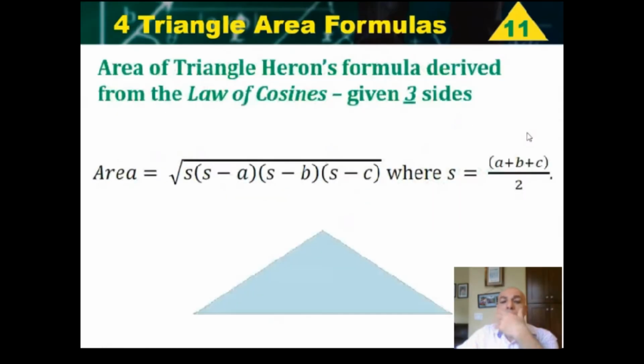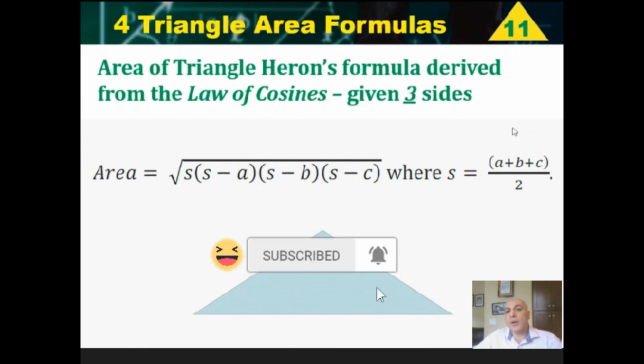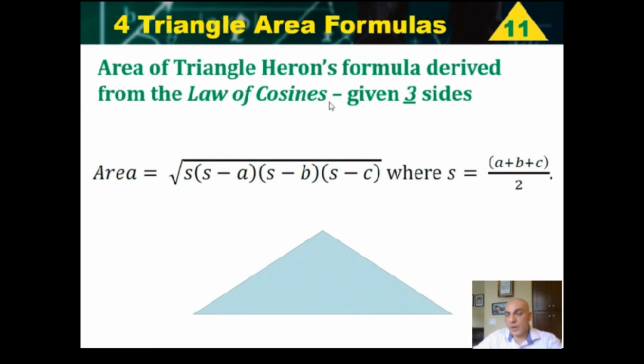126.79. Here is Heron's formula. Area of a triangle, Heron's formula is derived from the law of cosines. So we had one previously derived from the law of sines. This one is derived from the law of cosines. This guy actually lived in Alexandria, Egypt. So think about a couple thousand years ago, and this is what he came up with.